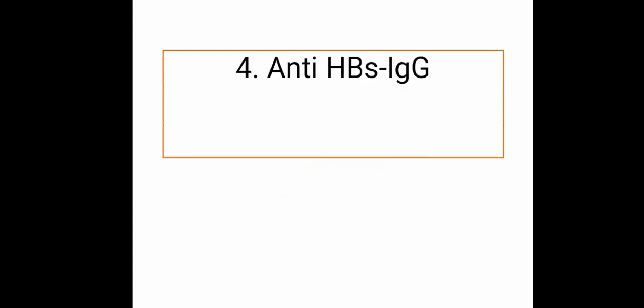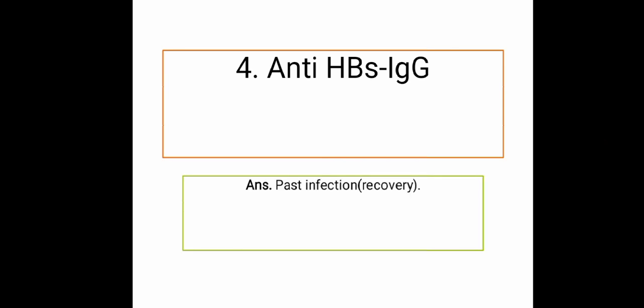Okay. Fourth question. Anti-HBs IgG. IgG suggests chronic, but see there is no active multiplication, right? So what does it mean? Anti hepatitis B surface IgG antibody is present. So that means past infection or recovery, meaning the patient has now recovered.